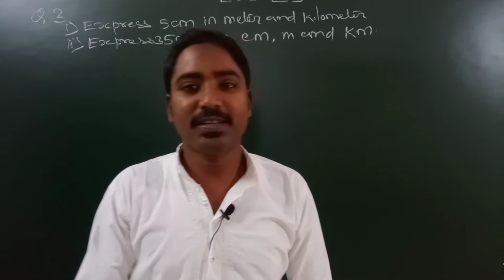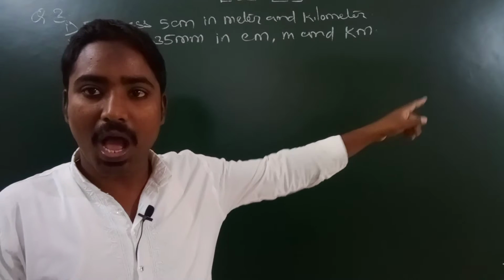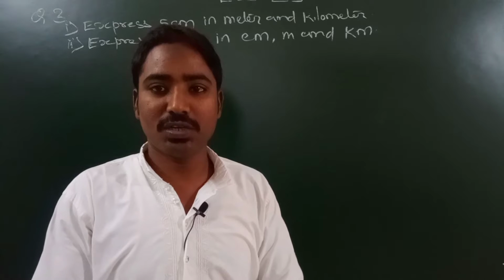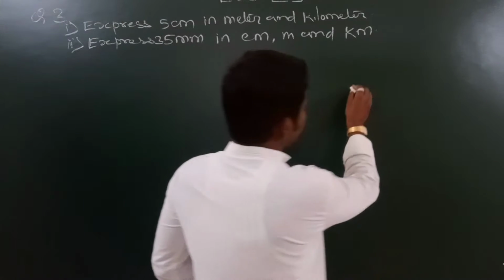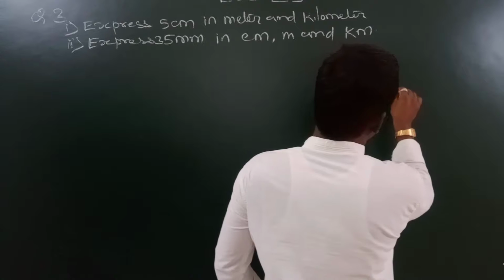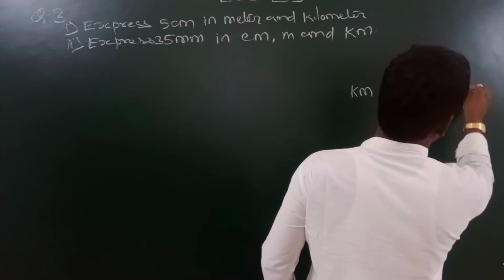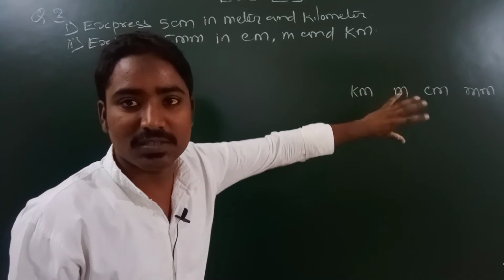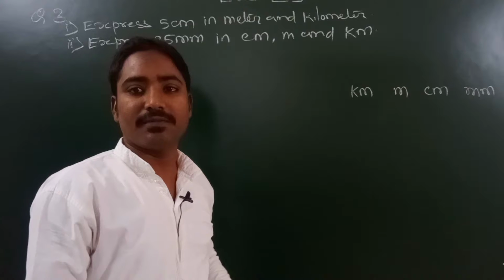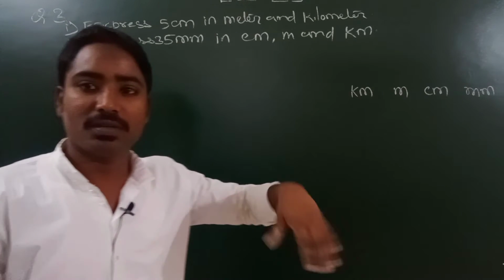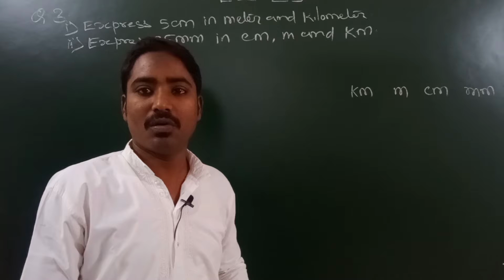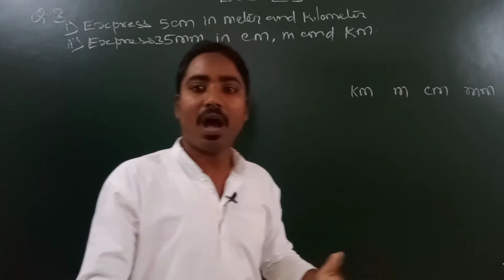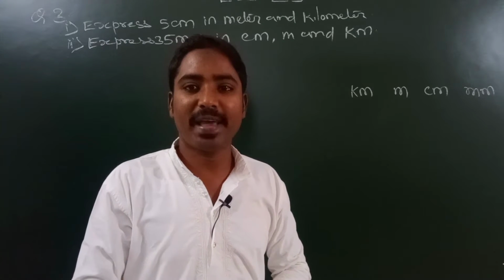But before starting my solution, students, I would like to draw one chart here, showing how conversion takes place when we are switching from one unit to another unit. I would like to first explain that. Here first we have kilometer, then meter, then centimeter, and then millimeter. In the question only these units have been given, so we will see how the conversion takes place, and by how much we have to multiply or divide.